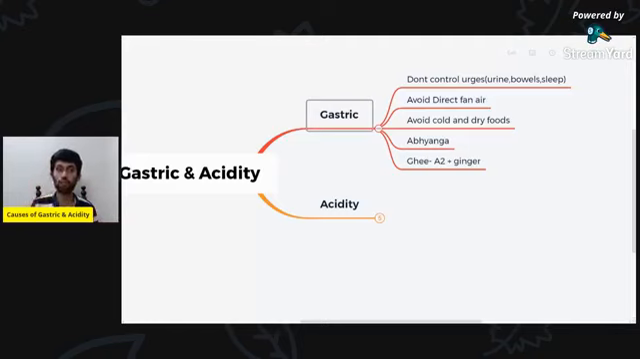So cold and dry foods, not dry fruits, dry foods, whichever you're eating, make sure you are ticking them off your list and not taking them, or else you can warm them up and take them.